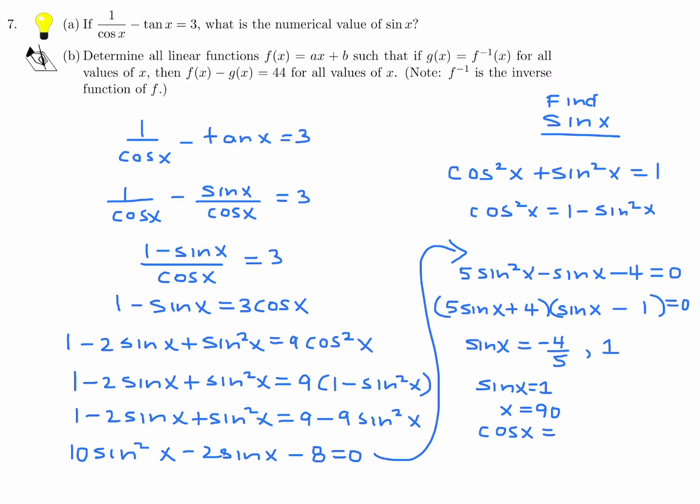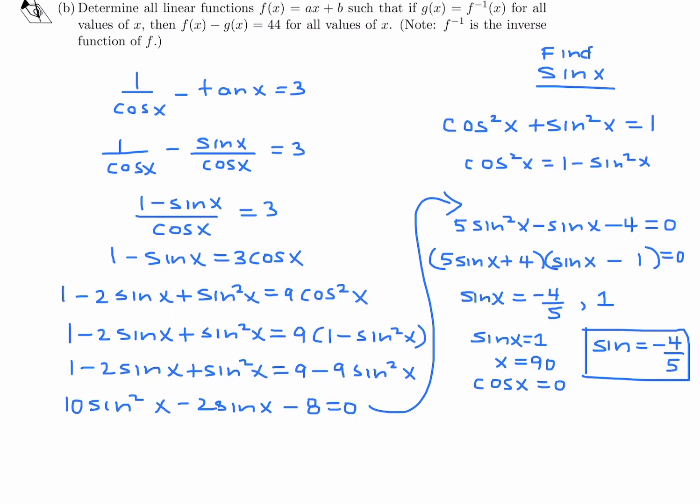So that means the only value of sine x that is legitimate is minus 4 over 5. And I think that's it. That's what they wanted us to find. So that takes care of 7a.